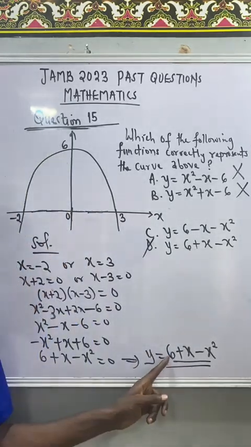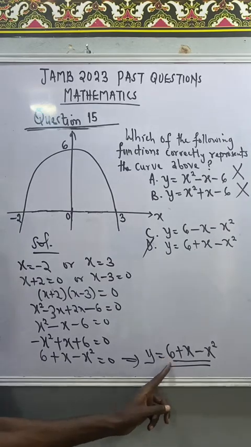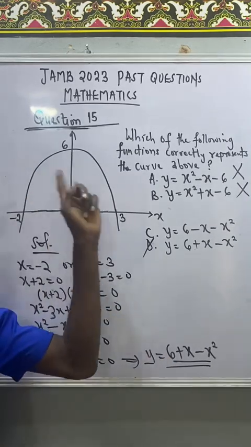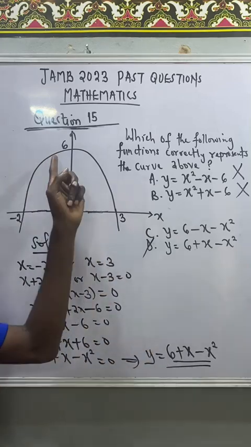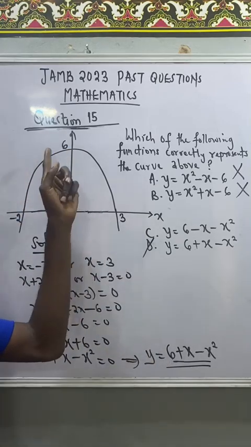And then the essence of this 6 is that it's the intercept on the y-axis. That's where the curve cuts across the y-axis. So you can see that it's positive.